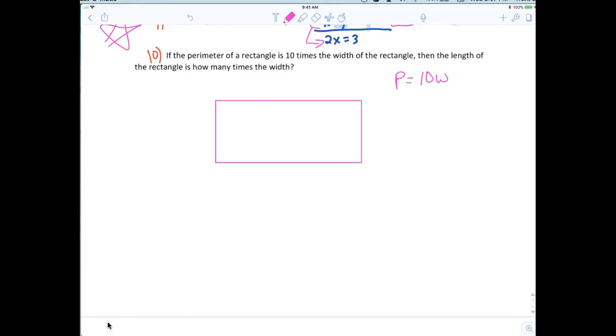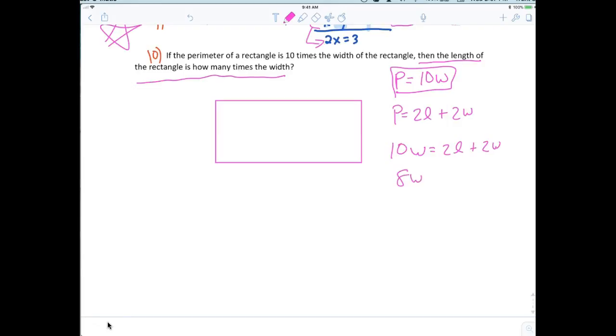Everybody agree with that? So now I want to know the length of the rectangle is how many times the width. What's the formula for perimeter again? Perimeter is 2L plus 2W, right? And right now, what is the perimeter? Well, I don't even need a picture for this. Wherever I see a P, I can put what? So 10W equals 2L plus 2W, agreed? So 8W is equal to 2L, so L is equal to 4 times W. The length of the rectangle is how many times the width? Isn't that nice, guys? Very nice problem. 4 times.